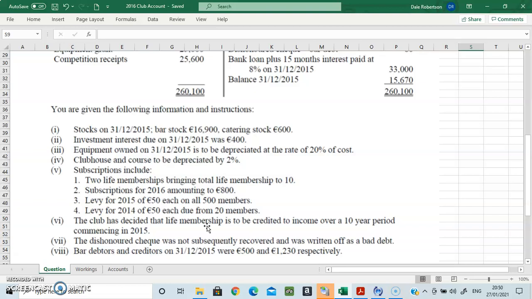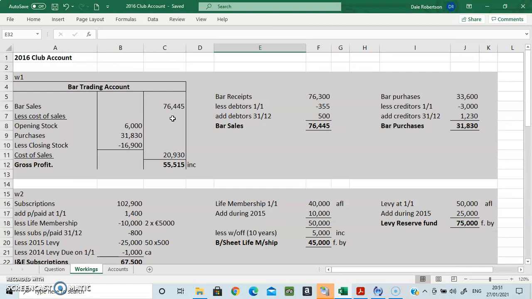So let's get those two big ones out of the way and then we can look back at the question then. I've just highlighted the two significant workings here. As this is a revision video, I'm going to go through them reasonably quickly. You take your bar receipts from the debit side of the bank account, 76,300.